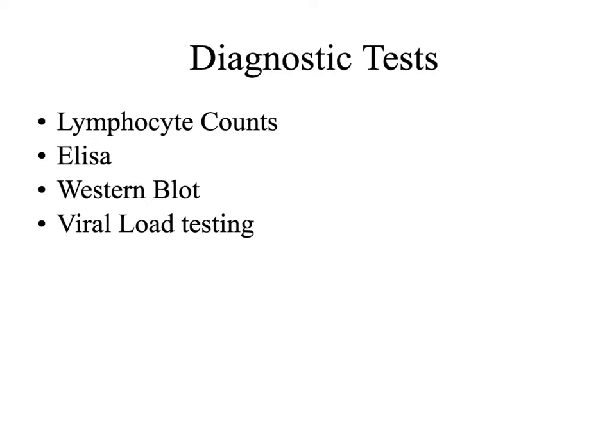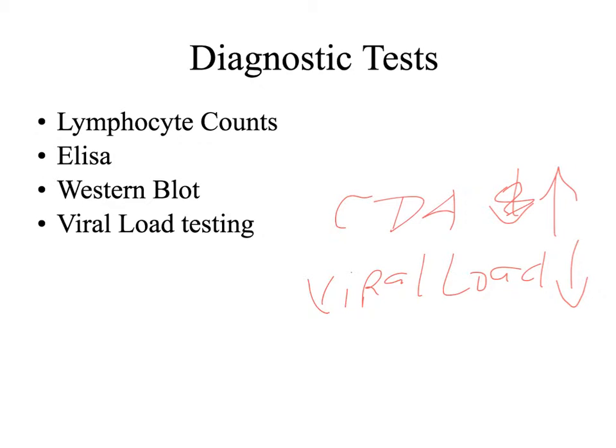So for viral load, what we're looking for is a low viral load. We want it to be low. So you want your CD4 count to be high and your viral load to be low. That means that the patient is doing well, even though they've been exposed to HIV. And that's the way we monitor how well their antiviral medication is working.